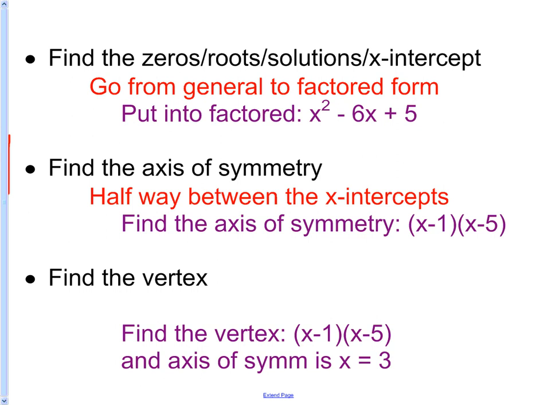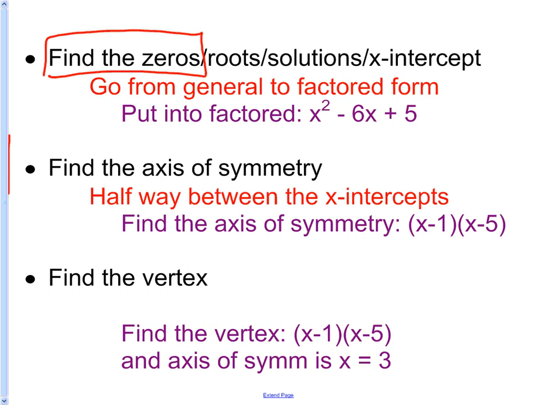This kind. There's a lot of stuff to know, but none of them are really hard. From general to factored form. That's just factoring like we just did, except what's the difference? Because they said find the zeros. They didn't say to factor it. But that's how you find the zeros, is by factoring it. So really it's asking you to factor it again.